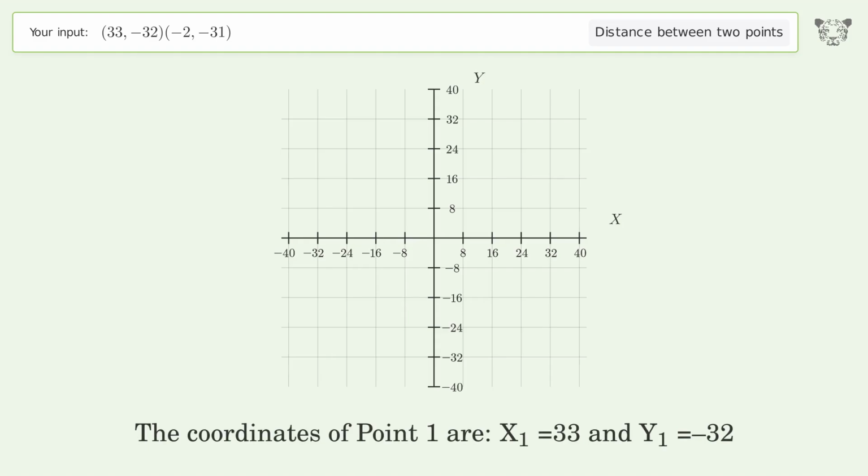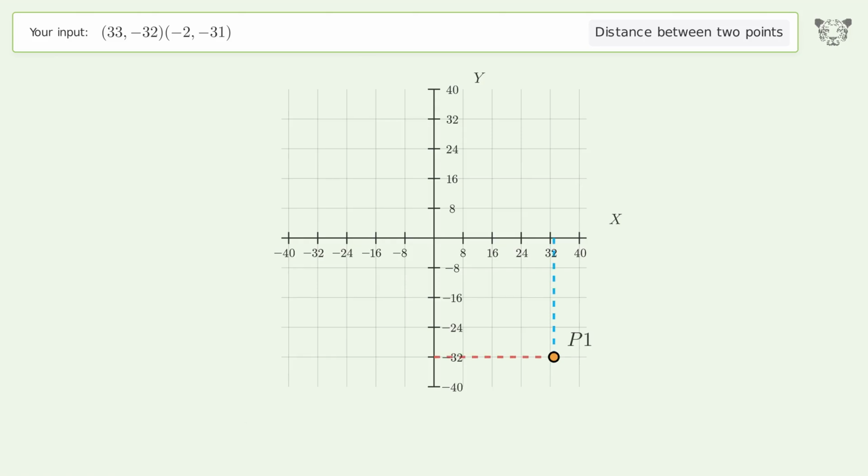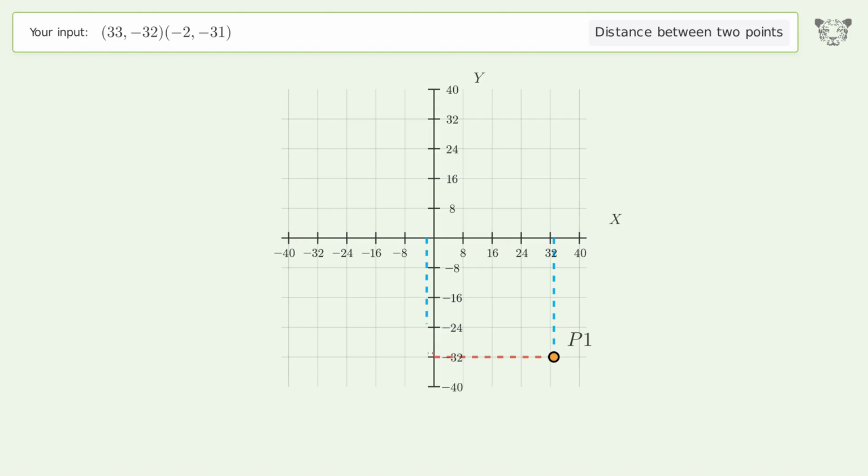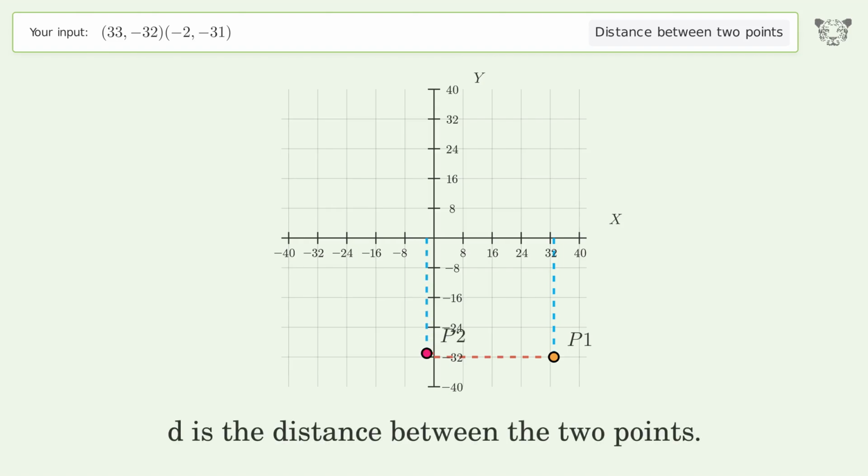The coordinates of point 1 are x1 equals 33 and y1 equals negative 32. The coordinates of point 2 are x2 equals negative 2 and y2 equals negative 31. D is the distance between the 2 points.